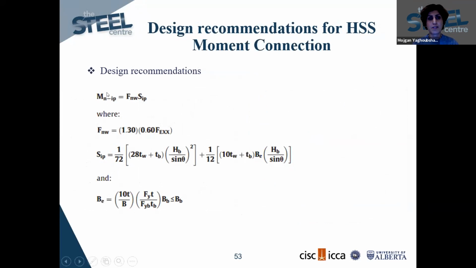These are the design recommendations that were proposed. Basically, the moment strength can be calculated by multiplying the weld strength and section modulus. The section modulus can be calculated by this formula, and then the weld strength can be considered 1.3 times the current value for the fillet weld strength in the code.